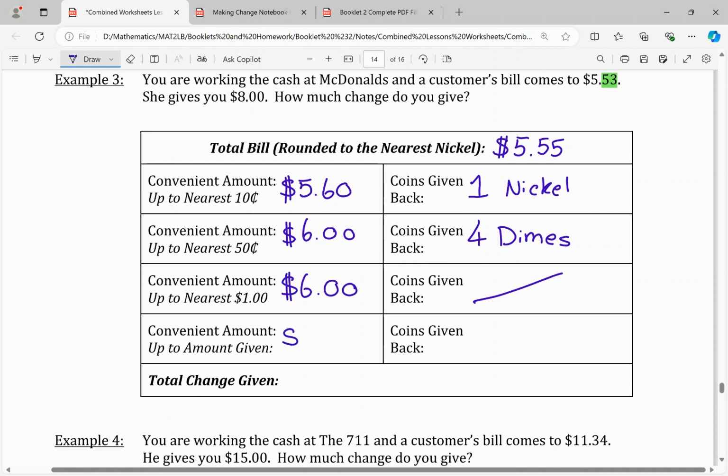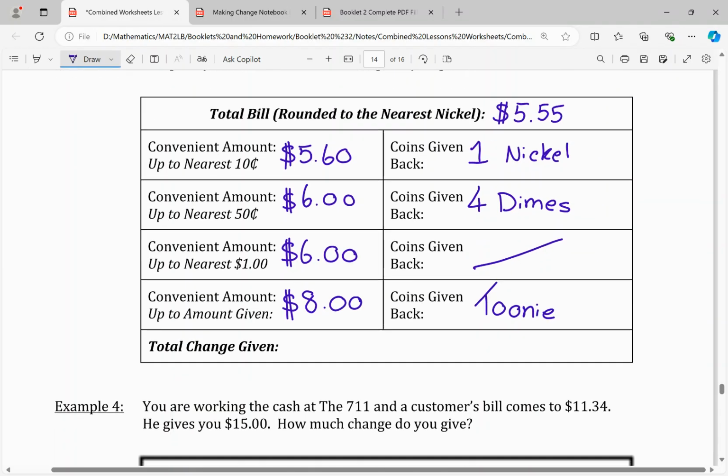Finally, let's go up to our final amount, the amount that was given to us. That means going from $6 to $8. $2 requires a toonie. So the total change that I needed to give was a toonie, 4 dimes, as well as a nickel.